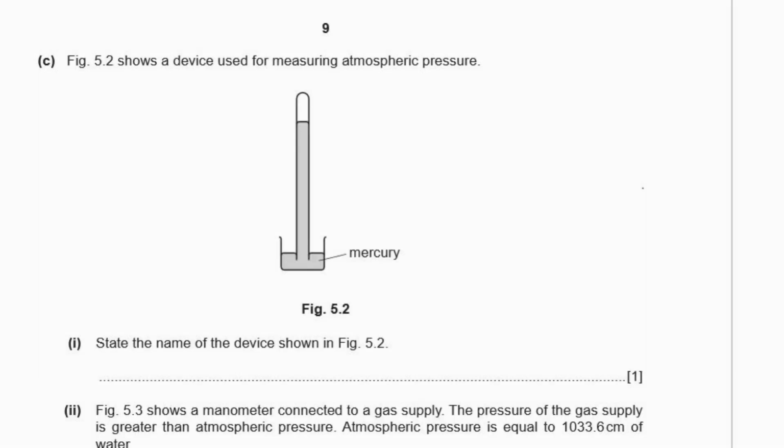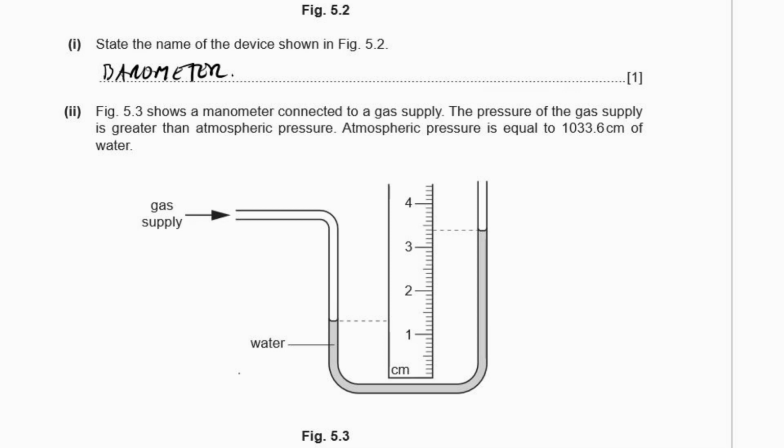C. Figure 5.2 shows a device for measuring atmospheric pressure. State the name of the device shown in figure 5.2. Well, we've already covered it. It is a barometer, and it shows atmospheric pressure. Figure 5.3 shows a manometer connected to a gas supply. The pressure of the gas supply is greater than atmospheric pressure. And we can see that from the diagram because where it's labelled gas supply, that side is pushed further down than the side on the right, which is open to the atmosphere.